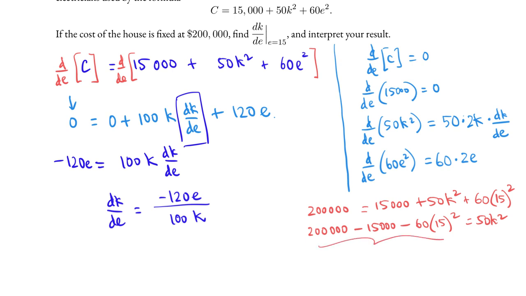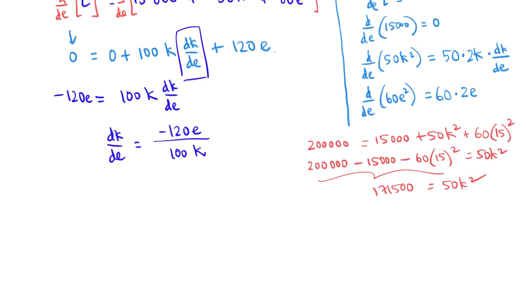Using a calculator, the left hand side is 171,500 and the right hand side is 50K squared. We then divide by 50 on both sides of the equation. 171,500 over 50 equals K squared. We then take the square root of both sides of the equation to get K approximately 58.5662. Even though K is the number of carpenters, in the intermediate step, for now, we round it to 4 decimal places.